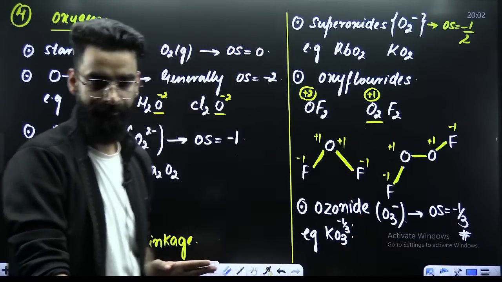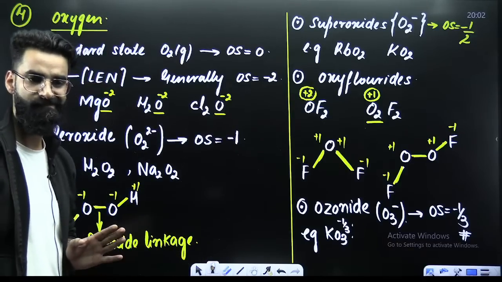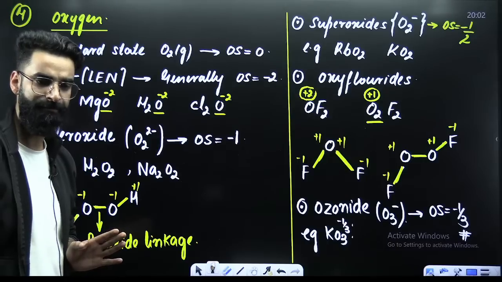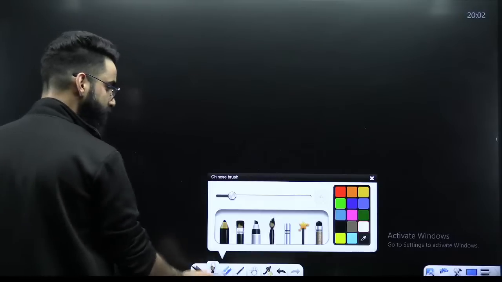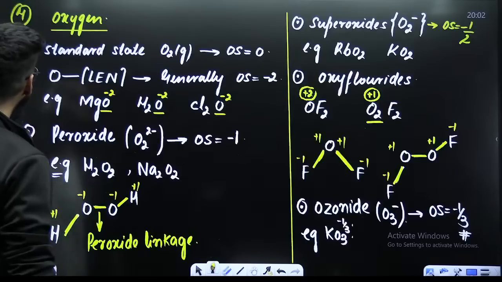All clear till here? All clear, people, till here? This was about oxygen. Moving ahead. How many rules are we done with? We are done with 4 rules.